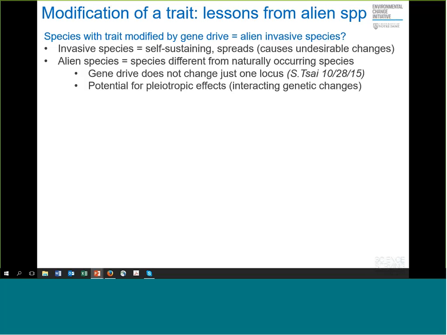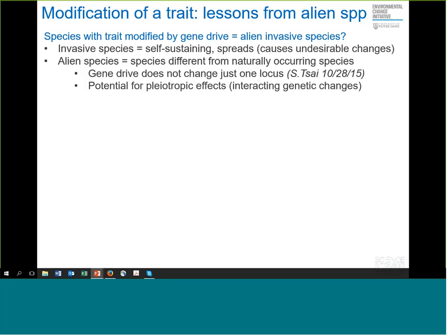Now, the second part, alien. I want to make the case again, without overstating it, that when we speak of alien or non-indigenous species, we are thinking about species that are different from naturally occurring species. In the ordinary way in which we usually use these words, these species are different because they evolved in and came from somewhere else. They were transported to a new location where we refer to them as alien or non-indigenous.